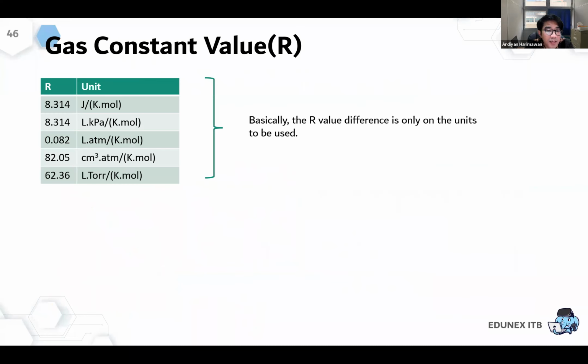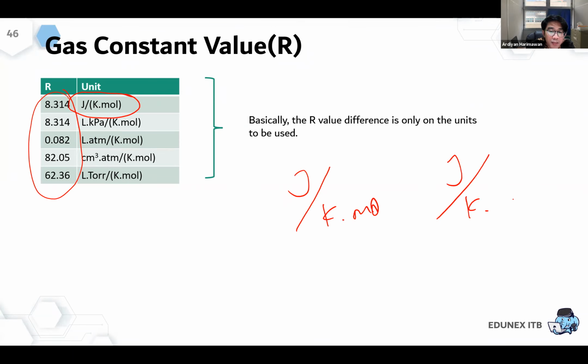Okay, gas constant R. I think you already remember the value. Normally we use 8.314. If you use 8.314, the unit will be in SI units. Sometimes it's joule per Kelvin per mole, or sometimes joule per Kelvin per gram mole. Gram mole doesn't mean mass times mole, but it's the same as mole.